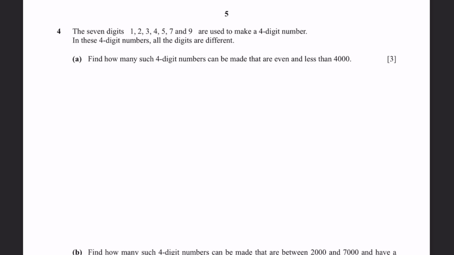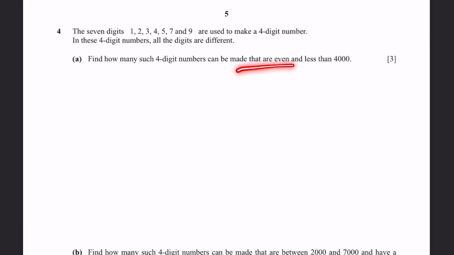Question 4. The 7 digits 1, 2, 3, 4, 5, 7, and 9 are used to make a 4-digit number. In these 4-digit numbers, all the digits are different. A. Find out how many such 4-digit numbers can be made that are even. The first clue, even, and the second thing, less than 4,000.